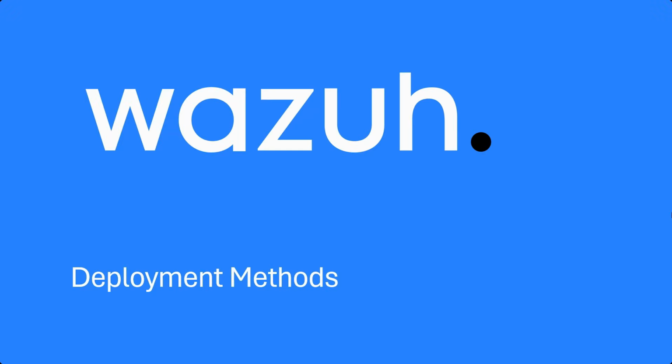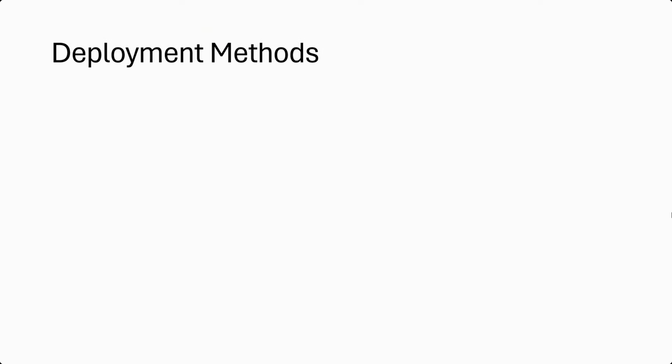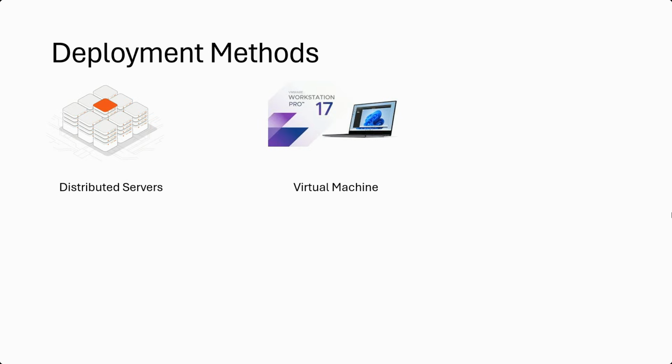Now let's talk about the deployment methods, the different ways the Wazuh security platform can be deployed. First, we learn about distributed servers, where the Wazuh server and Wazuh indexer are deployed in cluster form, so we have multiple servers, one working as a master and another as a worker, and similarly in the indexer as well. Second, we can deploy in virtual machines. This can be directly imported into VirtualBox, or maybe VMware Workstation as well.